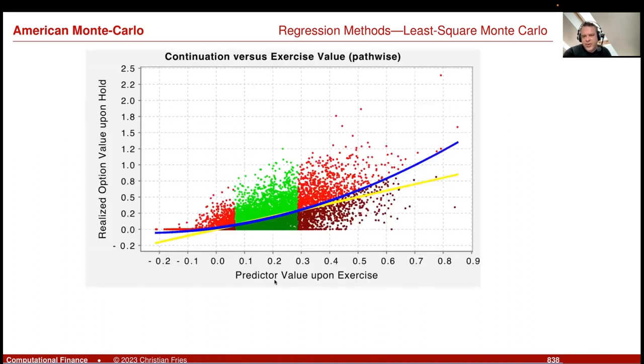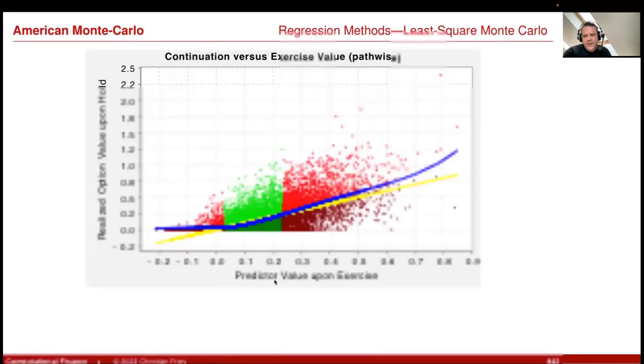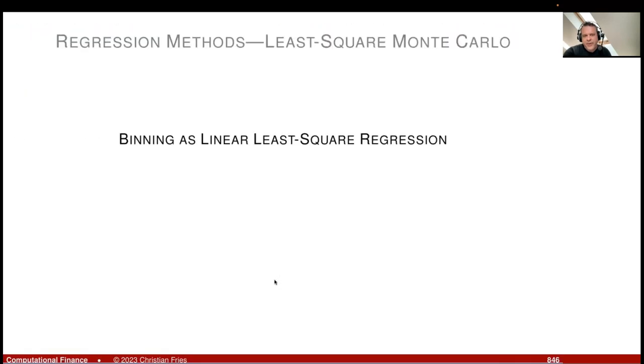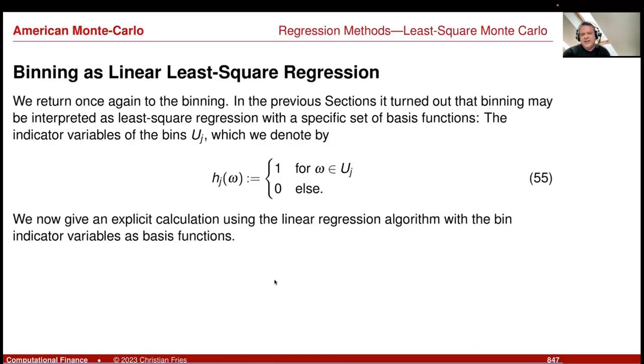Okay, so you have a few examples in the script. But instead of looking just at the examples in the script, maybe you could look into some code. Before we do this, let me come back to the binning and reinterpret the binning as a special choice of the basis functions. I already mentioned this. Binning is just having the indicator functions as basis functions.